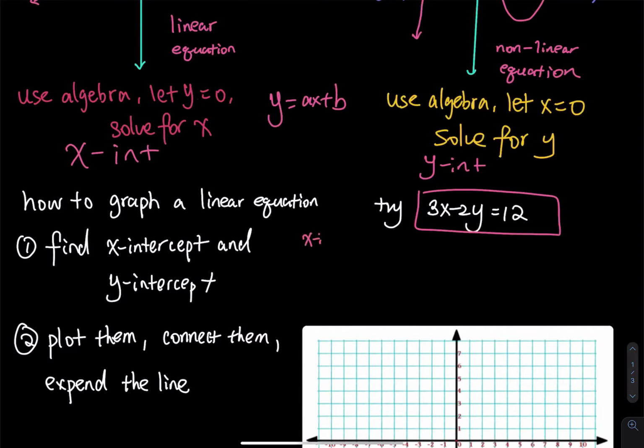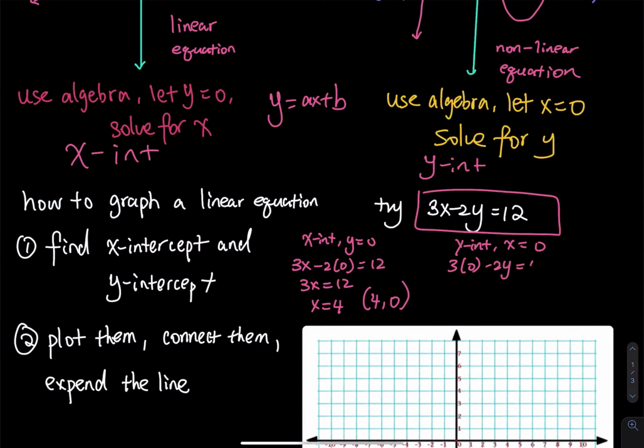To find the x-intercept, we let y equal 0, so that would be 3x minus 2 times 0 equals 12. We have 3x equals 12, divide by 3 on both sides, then x is equal to 4. So the x-intercept is x equals 4, y equals 0. And then for the y-intercept, you let x equal 0, so 3 times 0 minus 2y equals 12. So we have minus 2y equals 12, divide both sides by negative 2, we have y equals negative 6. So my y-intercept is (0, negative 6).